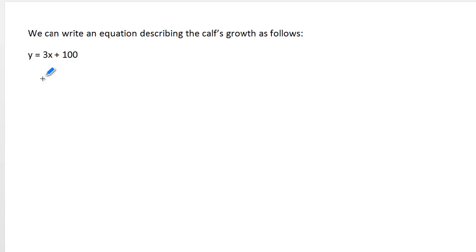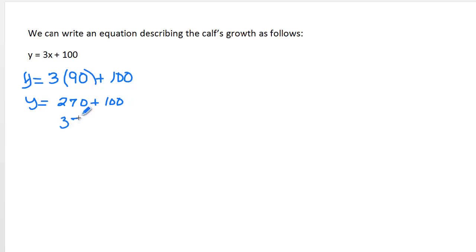The nice thing about having an equation is that we can predict how much the calf will weigh when he's 3 months old. We're looking for the weight, y, and we know that it grows 3 pounds per day. 3 months old would be 90 days, plus the 100 pounds he weighed at birth. So y will equal 270 pounds plus the initial 100 for a total of 370 pounds when he is 90 days or 3 months old.